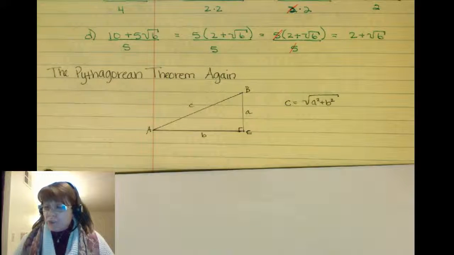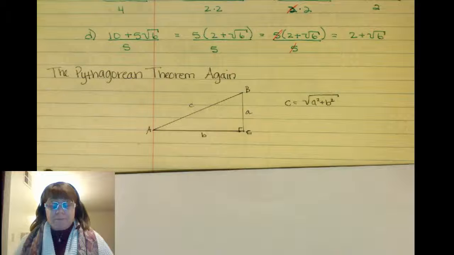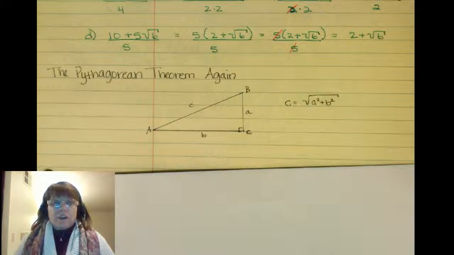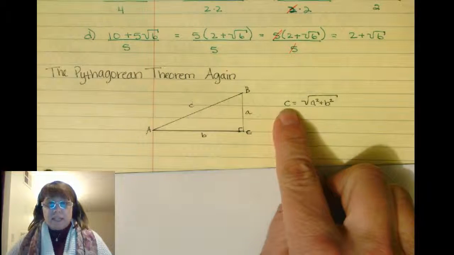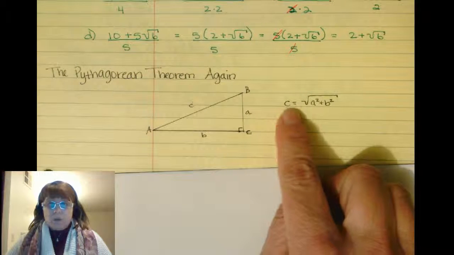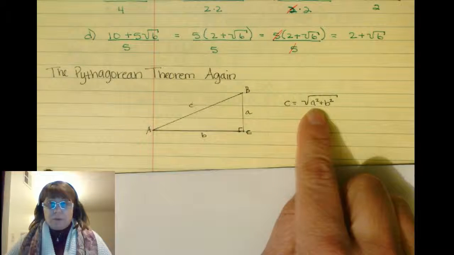We're going to explore the Pythagorean theorem again. And if you remember, the Pythagorean theorem was c squared equals a squared plus b squared. Now that we know we have this power of square root, we can actually solve for the value of c. So c will equal the square root of a squared plus b squared.